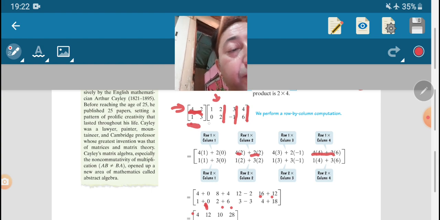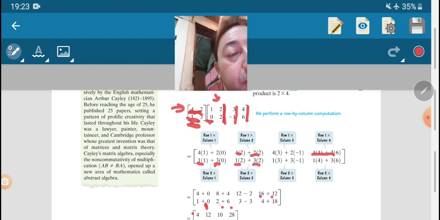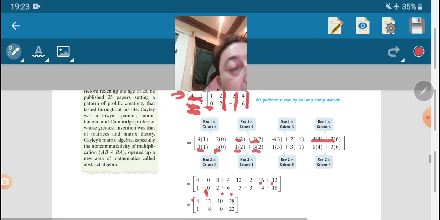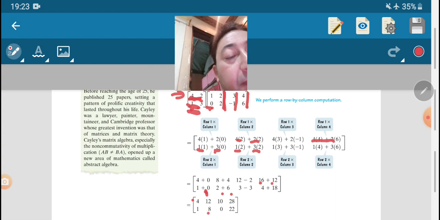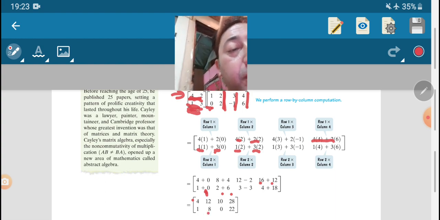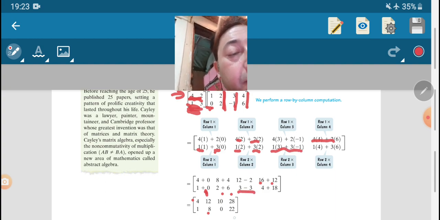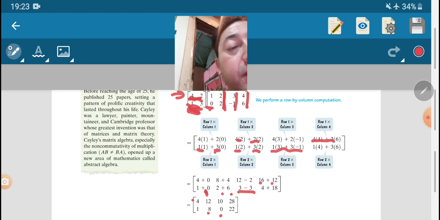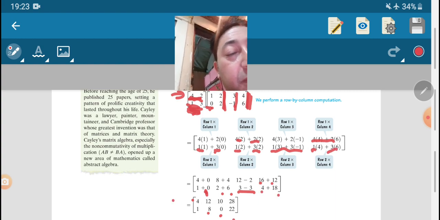Second row, first column: 1 by 1, 3 by 0. Second row, second column: 1 by 2, 3 by 2, 2 plus 6, which is 8. Second row, third column: 1 by 3, 3 by negative 1. Second row, last column: 1 by 4, 3 by 6, 4 and 18, 22. So we have finished.